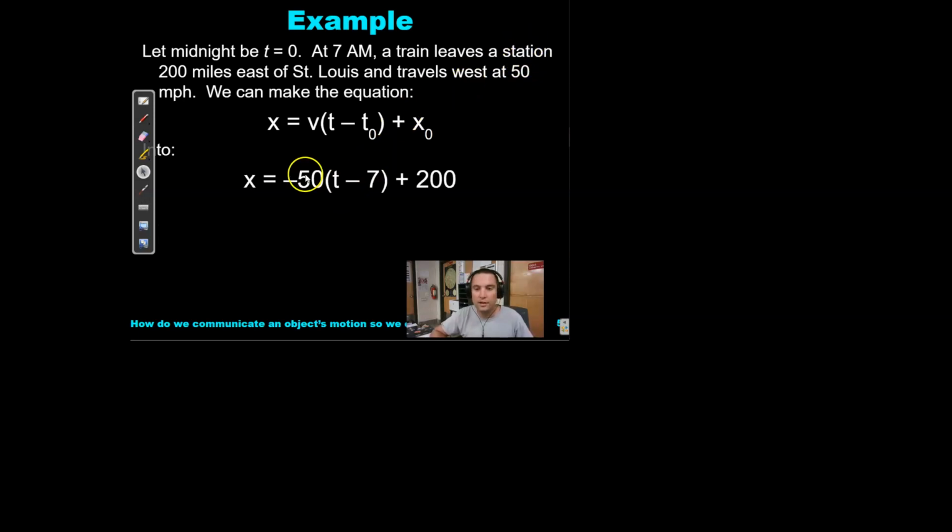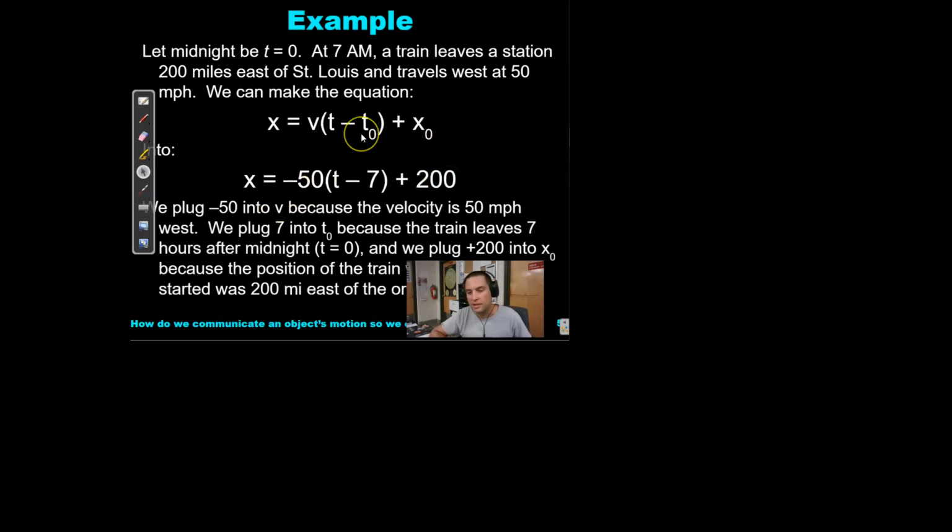So, here we go. We have negative 50 times t minus 7 plus 200. Okay, so we're using negative 50 because the velocity is 50 miles per hour west. So it's going west. If we assume right to be positive, right is east, so then west must be the opposite, or negative. So it's negative 50. We plug 7 into t naught because the train leaves 7 hours after midnight. So t equals 0 is midnight. And we plug 200 into x naught because the position of the train when the motion started is 200 miles east of the origin.